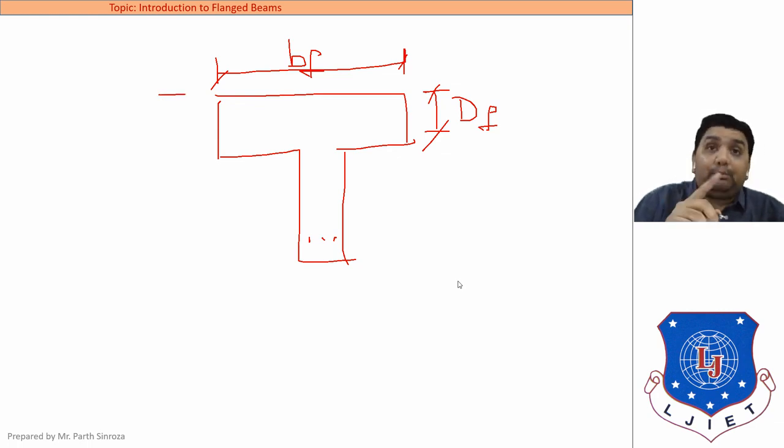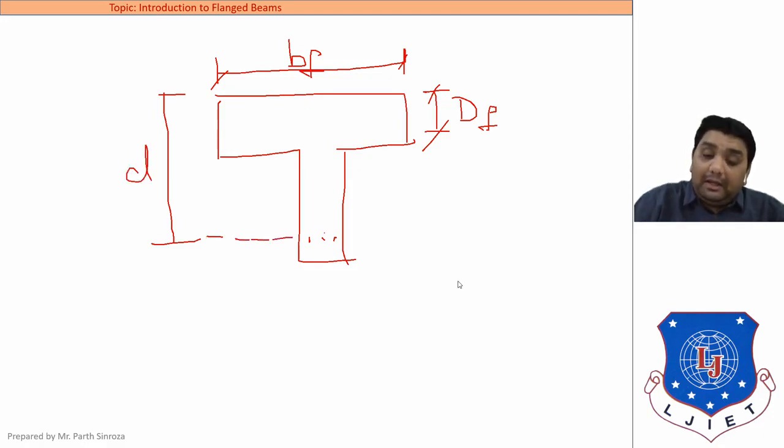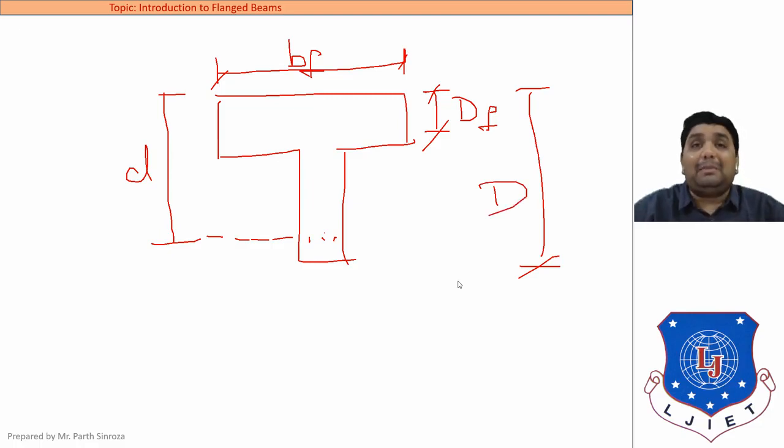So from the top of the slab: in the previous two chapters we were considering the top fiber of the beam, but here the actual loading starts from the slab. So we will be taking the effective depth from the top of the slab, not from the top of the beam portion. The effective depth will be from the top of the slab to the steel provided. This will be our effective depth, and from the top of the slab to the bottom of the beam will be our overall depth, that is capital D.